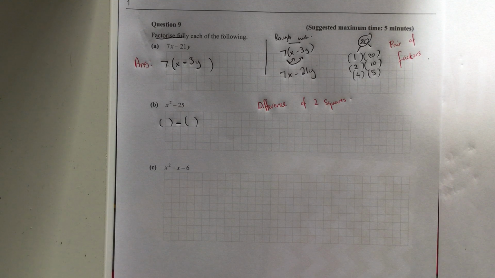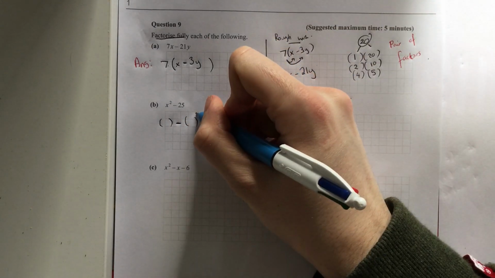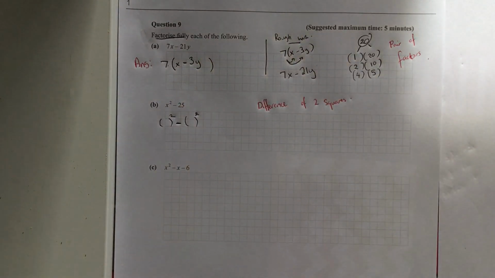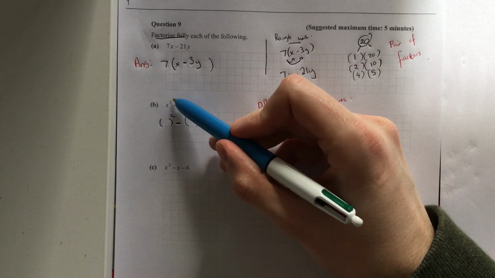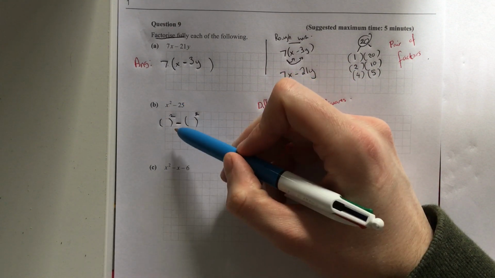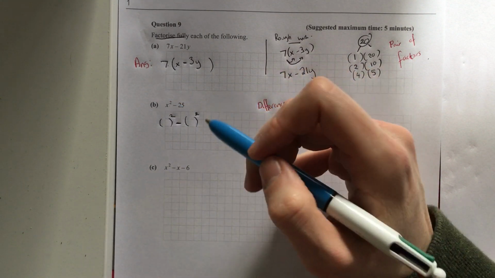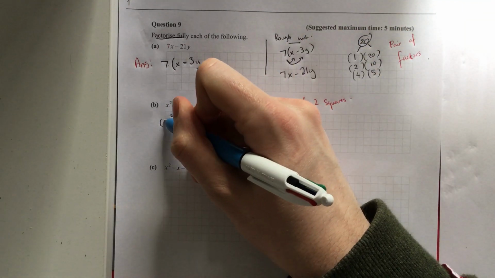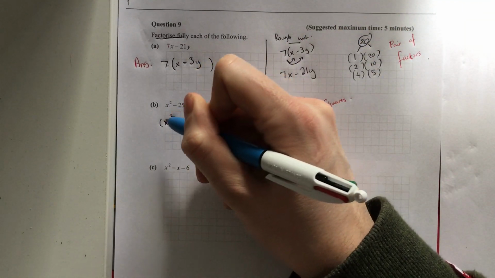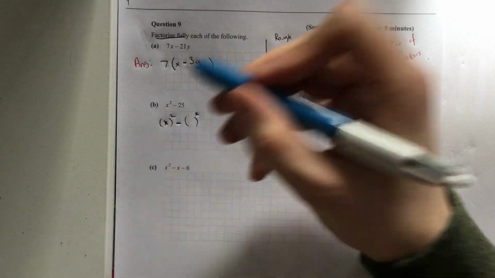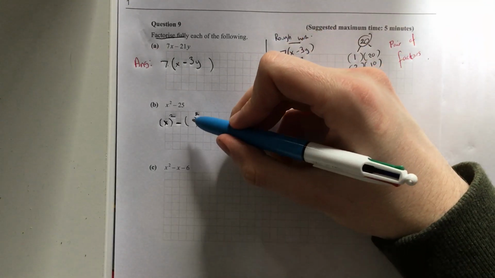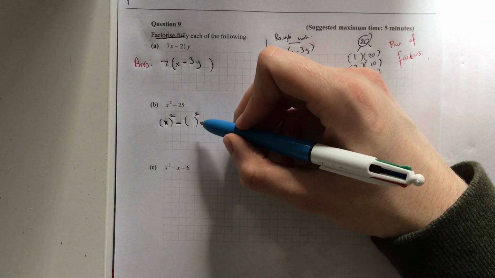What I'm going to fill into these brackets is a letter or number, and it's going to be squared. So both of these are going to be squared. So the difference of 2 squares. So, well, x squared. How do I get to x squared? What letter or number gives me x squared? Well, I would say x, because x squared is x squared up here. And what number is going to give me 25?